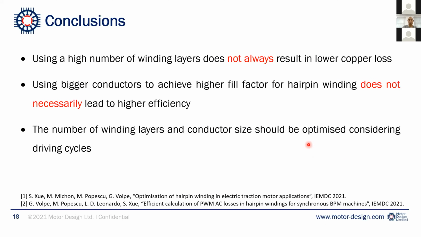So here are the conclusions of this study. First, using a higher number of winding layers does not always result in lower copper loss, and using bigger conductors to achieve a higher fill factor for hairpin windings does not necessarily lead to higher efficiency. So the number of winding layers and the conductor size should be optimized considering driving cycles and operating points when we design the electric motor.